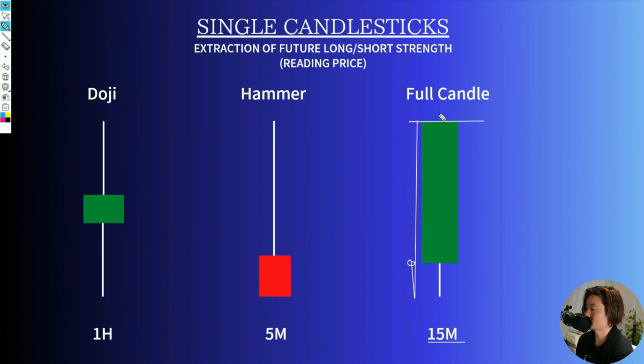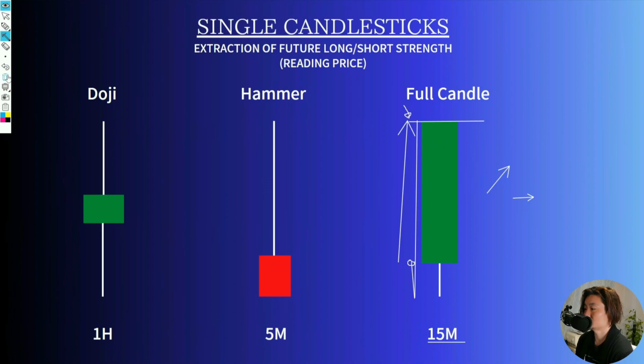Because there's no wick here. And showing us that although price opened at this level right here, all the way up to the last minute of the 15 minutes, the buyers are willing to buy at much higher levels, way up here. And moreover, there were no sellers at this point to bring price down, and thus there's no wick on the top. Now this green full candle shows future long strength in the next move of a currency pair.